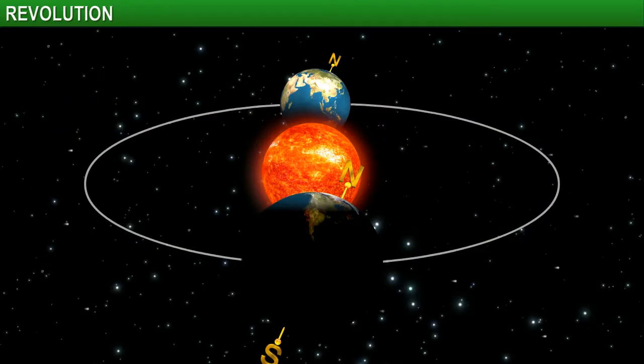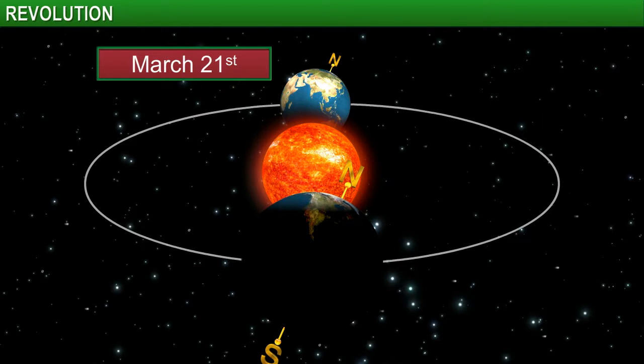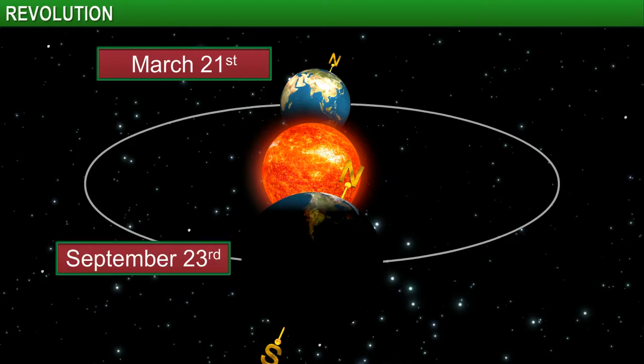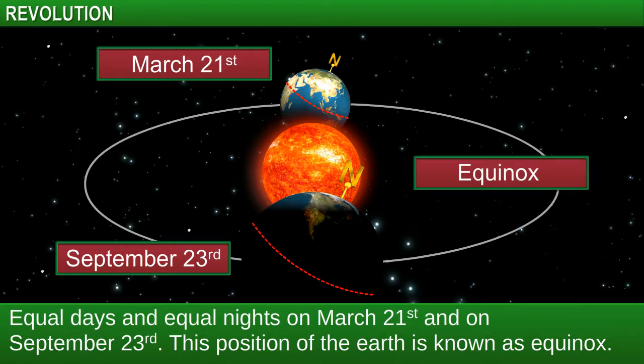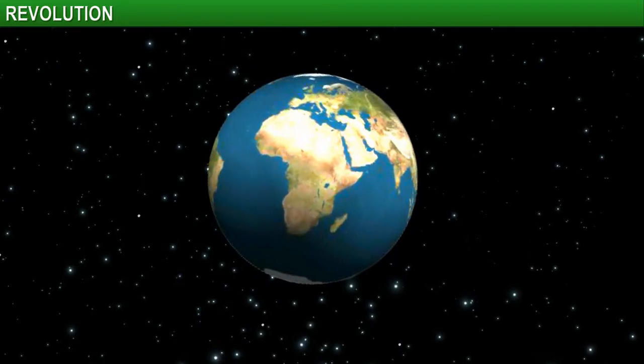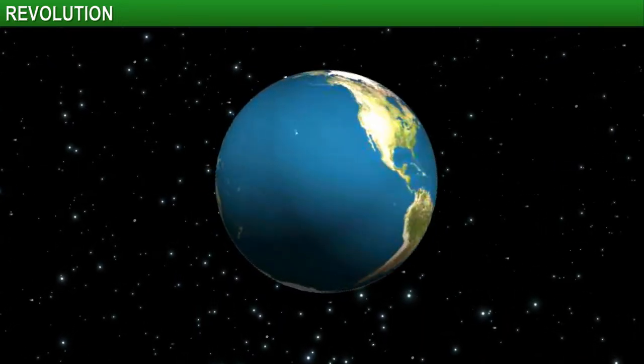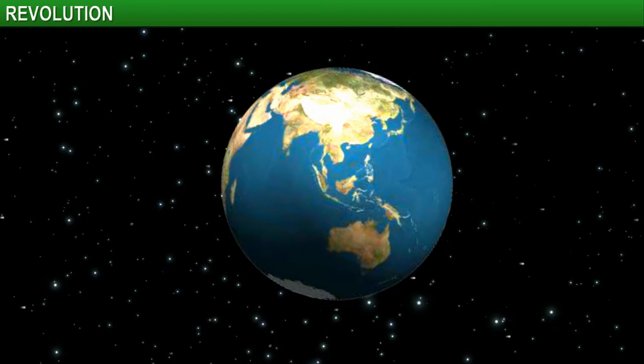During its orbit, there are times when neither of the Earth's poles is inclined towards the Sun. Thus, on 2 occasions, March 21st and September 23rd, sunlight falls directly on the equator. This position of the Earth is called an equinox. On these days, the day and night are of equal duration on Earth.